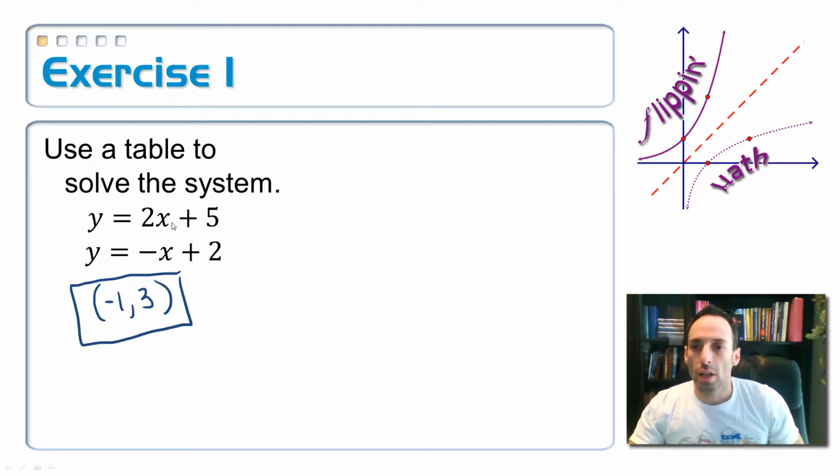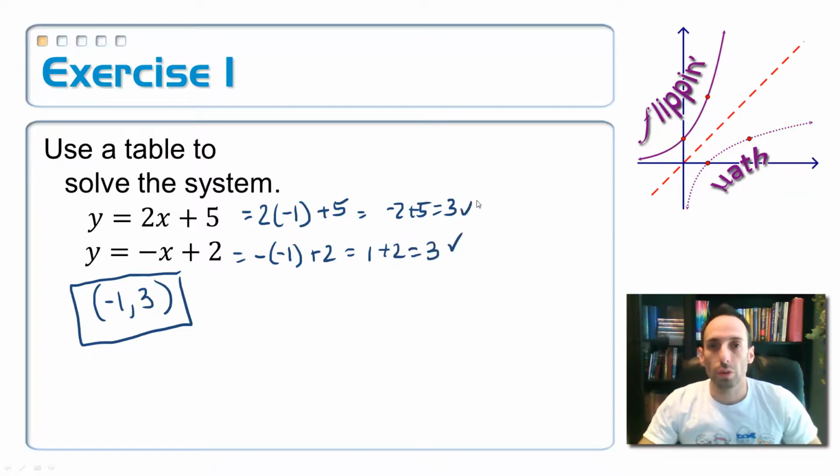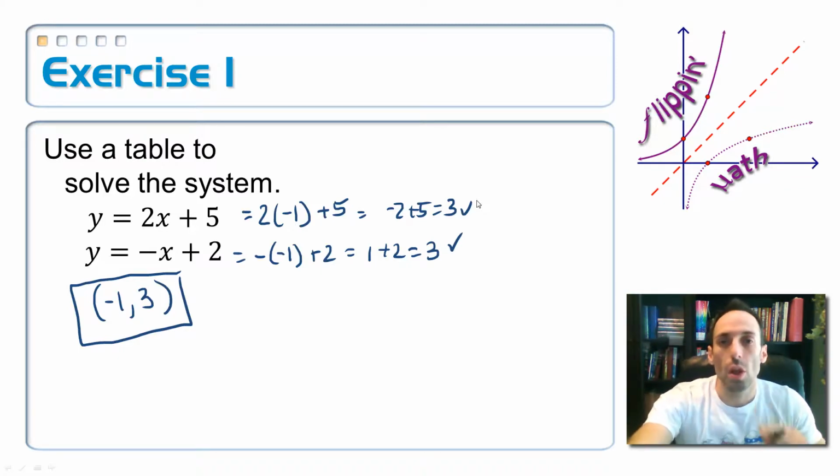Okay, so (-1, 3) works in both of these equations. Just take a look here. If I stick negative 1 into this top equation, I get 2 times negative 1 plus 5. That is negative 2 plus 5 equals 3, right? If I stick negative 1 into the bottom equation, I get negative of negative 1 plus 2. That is a positive 1 plus 2, which is 3. And I can see that it works in both of the equations, giving me the same answer. That's the solution.